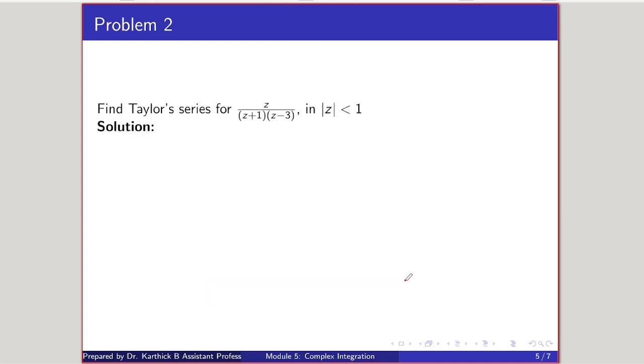The next problem, they ask us to find the Taylor series for the given function. So our f of z will be z by (z plus 1)(z minus 3) with the condition mod z less than 1.